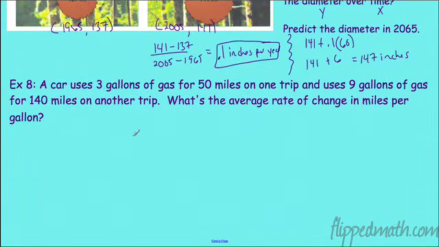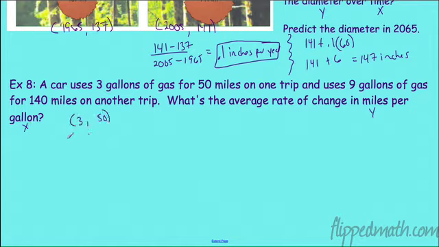All right, so let's look down here. A car uses 3 gallons of gas for 50 miles on one trip and uses 9 gallons of gas for 140 miles on another. What's the average rate of change in miles per gallon? Miles per gallon. Miles is on top. That means it's a Y. Gallons on bottom. That means it's an X.